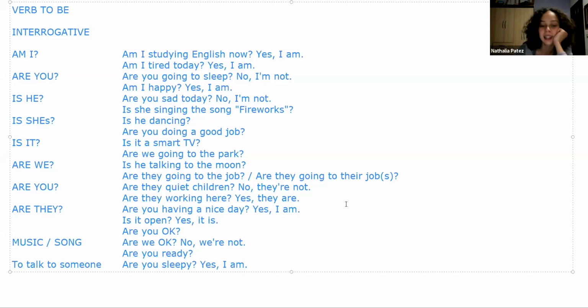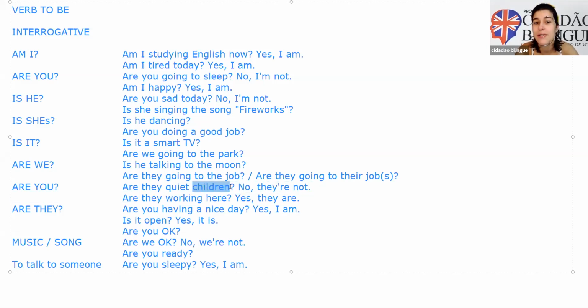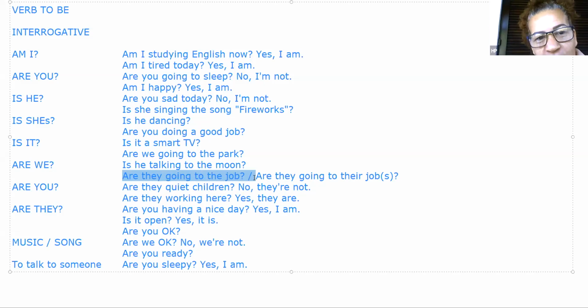Teacher. Yes. Eu pensei que children era escrito com dois Z's. No, no. It's like this. Children. Yes. Okay. Are they going to job? Yes. Yes, yes.